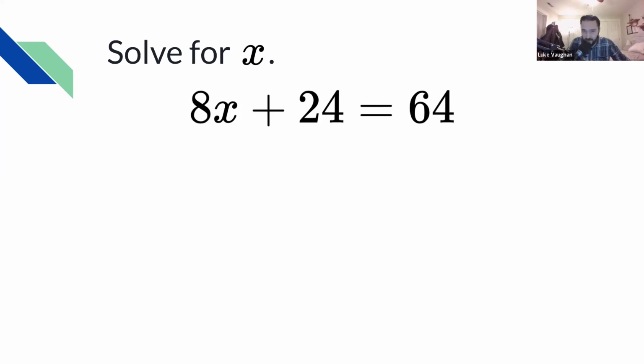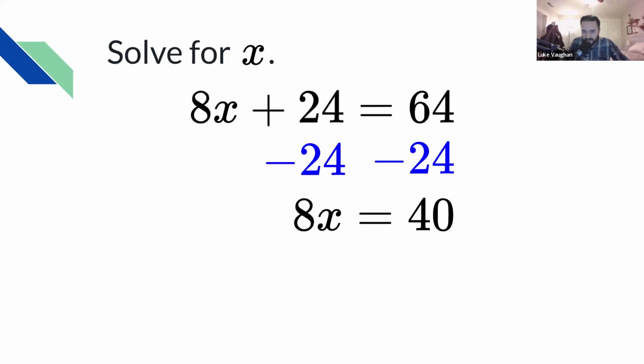I'd like to add something to both sides to isolate the x. And what I'm going to add is negative 24. All right, we're subtracting 24 from both sides. That leaves us with 8x equals 40. Now I want to divide both sides by something, and that something is 8. On the left-hand side, the 8's cancel, and it leaves us with x equals 5.